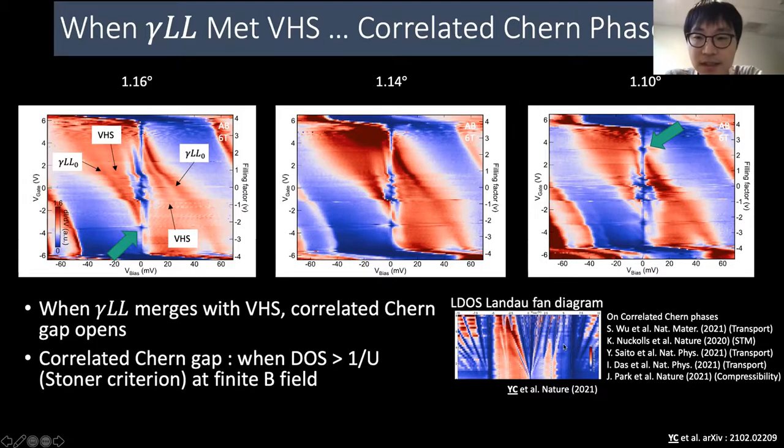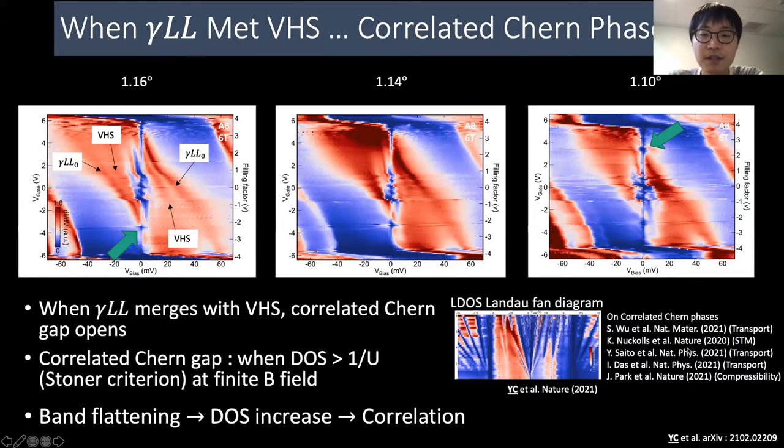We discussed these topological phases in our previous works using a novel technique that enables STM to take a Landau level Venn diagram, allowing us to compare it to transport measurements. For more details on these Chern phases, please also see these papers. And since the correlated Chern phases are signatures of strong correlations, the band flattening gives rise to density of state increase, and it brings correlated physics at finite magnetic field.